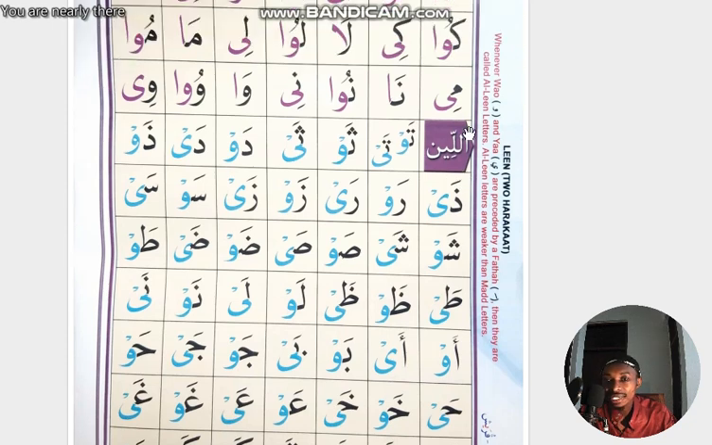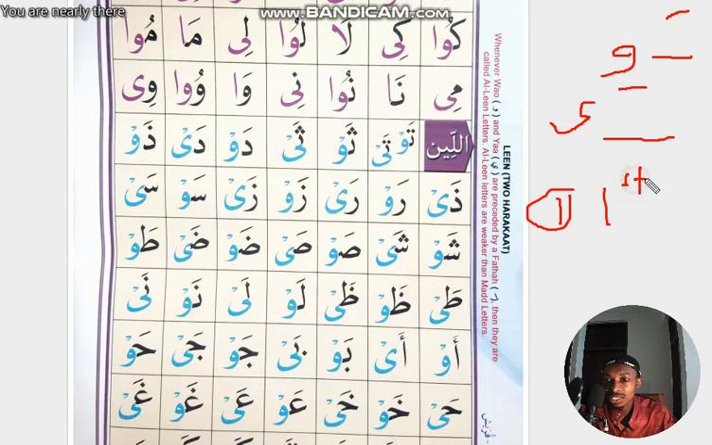Madd Leen is whenever we have the letters Waw and Ya preceded by another letter which has a fatha. Then we read this by showing two harakats in our reading. That's the first case of Madd Leen.